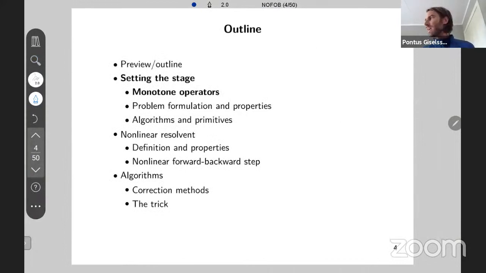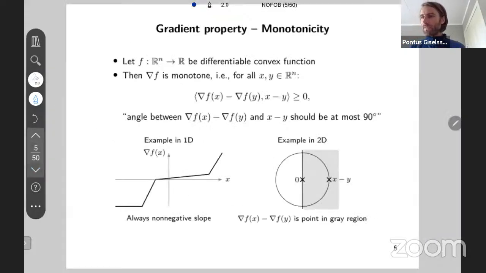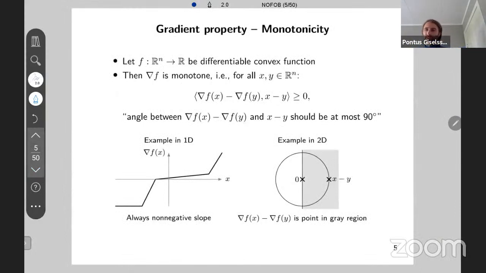Okay, so now it's time to get into the monotone operators framework. So we start out with a gradient property, that the gradient is monotone. It satisfies the monotonicity property. So if we let f be a differentiable convex function, then the gradient of f is monotone. This can be found, for instance, in Stephen Boyd's book.